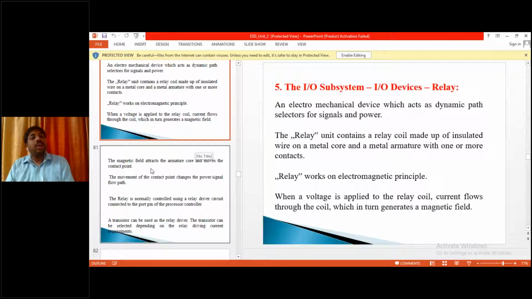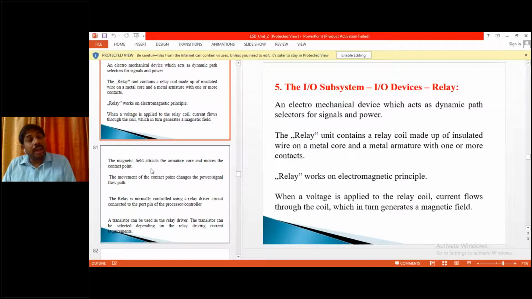So when a voltage is applied to the relay coil, current flows through the coil, which in turn generates a magnetic field. The magnetic field attracts the armature core and moves the contact point. The movement of the contact point changes the power signal flow path. The relay is normally available in two forms. The relay is normally controlled using a relay driver circuit.